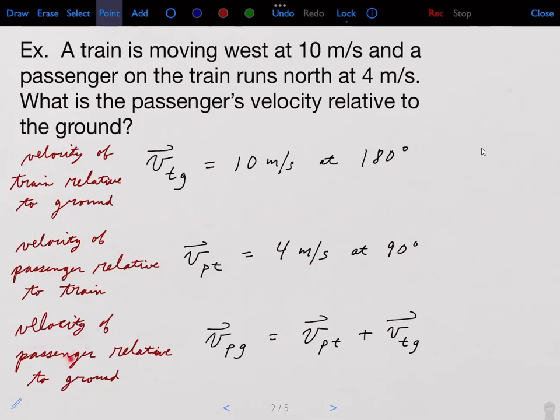Well, the velocity of the passenger relative to the ground here, so P relative to G, that's going to be the sum of the velocity of the passenger relative to the train plus the velocity of the train relative to the ground. If I add those two together, that gives me what I want, which is the velocity of the passenger relative to the ground. Okay, so let me sketch this out to show you what this looks like.